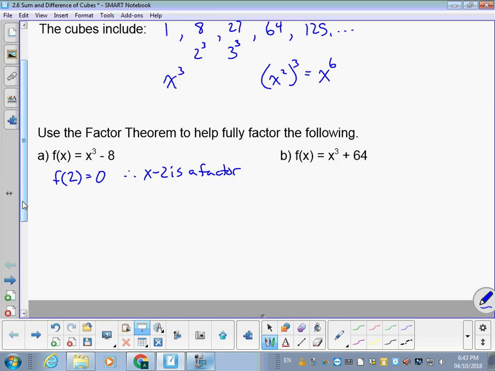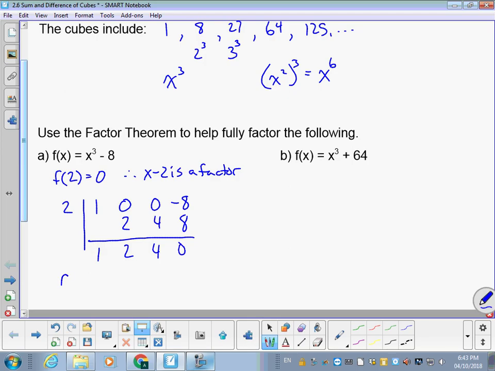Now, to find the other factors, we're going to do some synthetic division. So the 2 gets divided into, but be careful. We've got 1x cubed, 0x squareds, 0x's minus 8. And that's what we're working with. So we bring the 1 down, we do our stuff. And yes, indeed, it is a factor. So if we take a look at f of x then, it can be broken down as x minus 2 multiplied by 1x squared plus 2x plus 4.